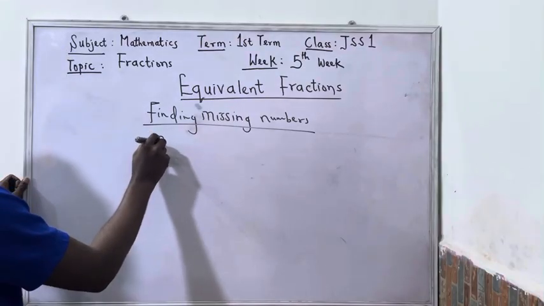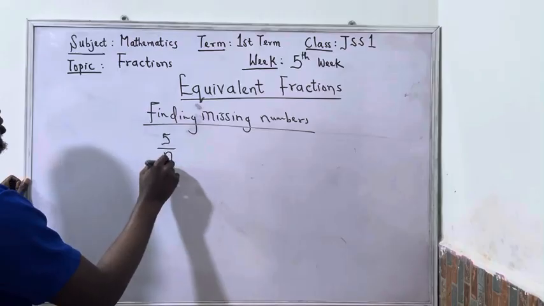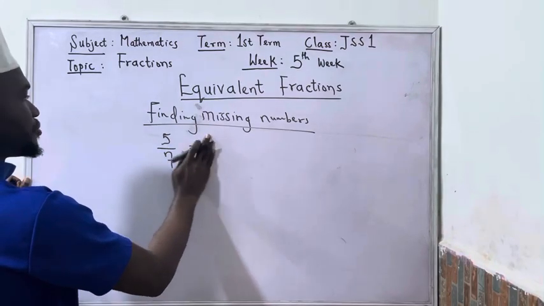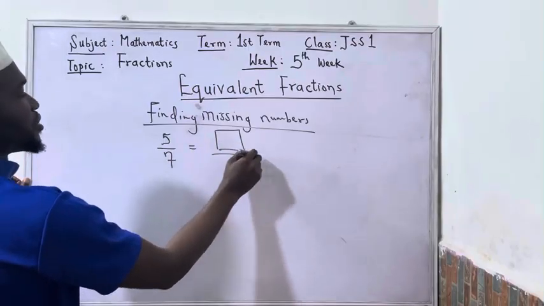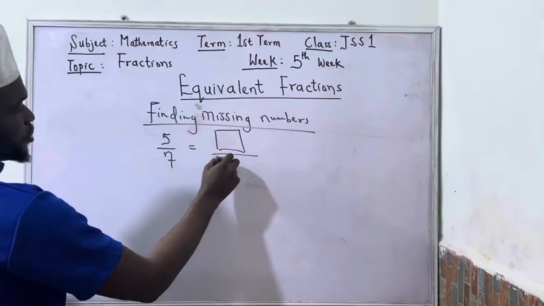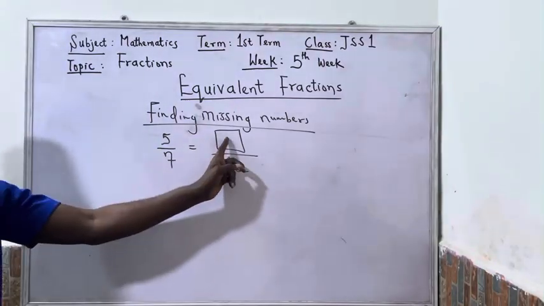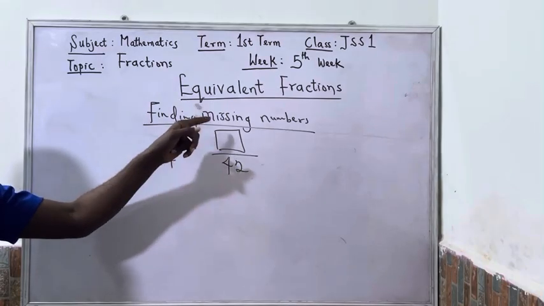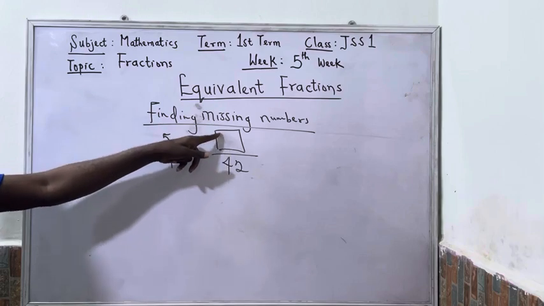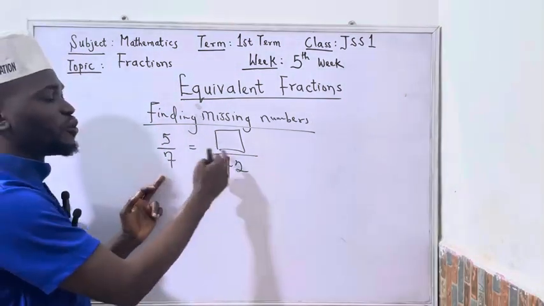Let me start with 5 over 7 equals box over 42. This is primary school work. You are asked to fill in the box with the appropriate number, the right answer. All you need to do is check where you have a complete number.